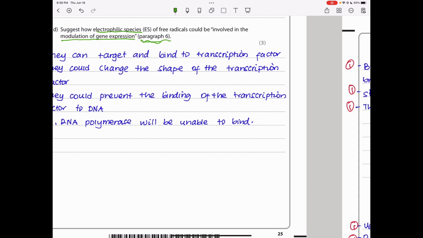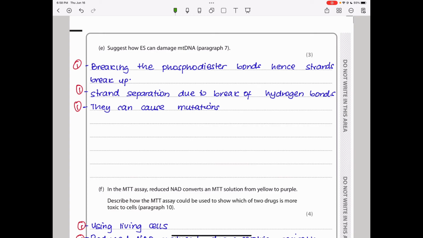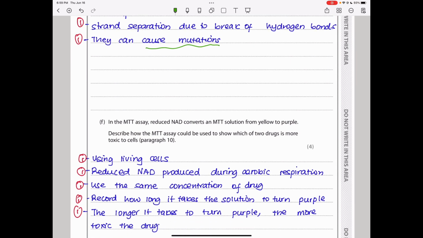So I will continue to the next question. The next question says, suggest how the ES, electrophilic species, can damage mtDNA, that is in paragraph 7. So in mtDNA, you guys know there are phosphodiester bonds. These could be broken, and the strands of DNA will be broken up or disintegrated. And the strands could also be separated when the hydrogen bonds are broken. Another thing is they could cause mutations, and when these mutations occur, of course, there are going to be changes to the DNA, and it will no longer be the same.